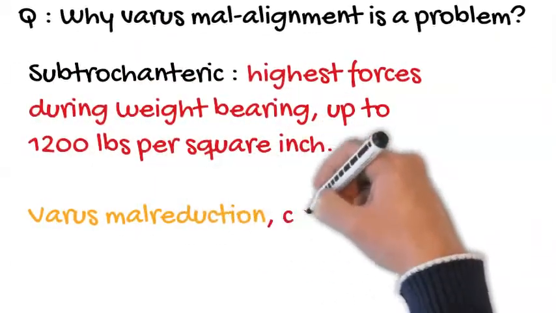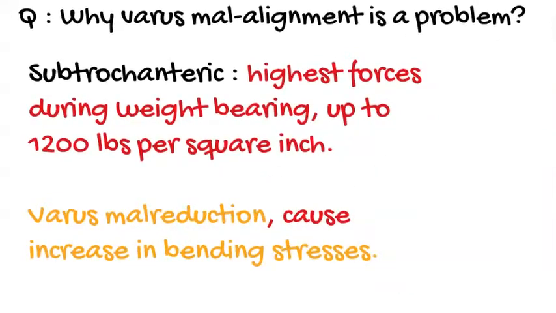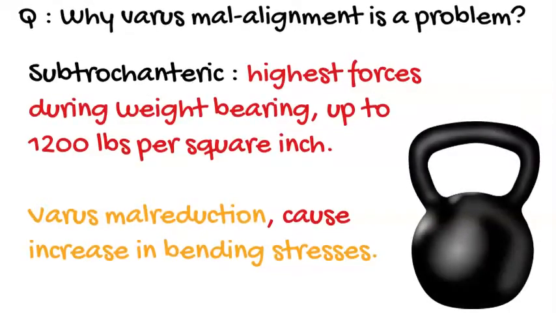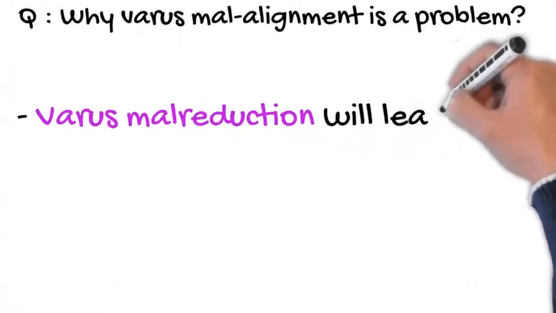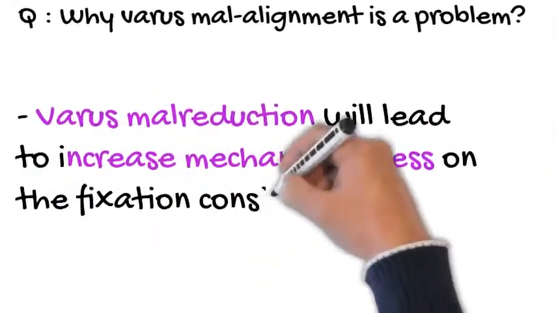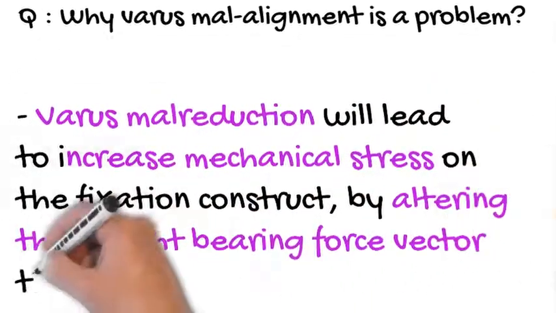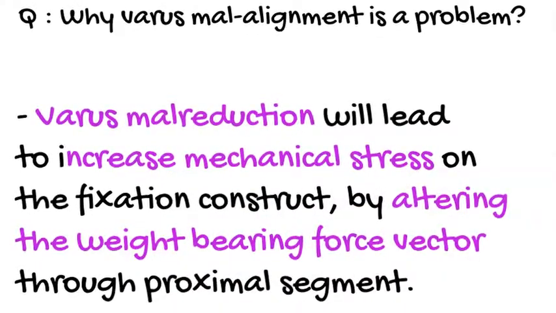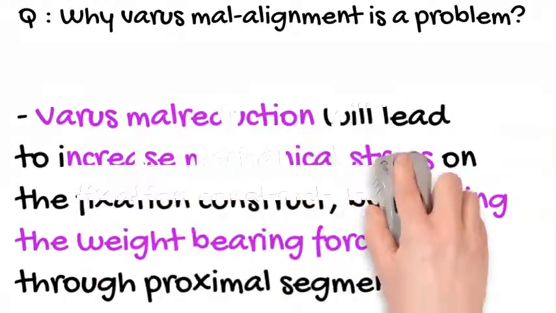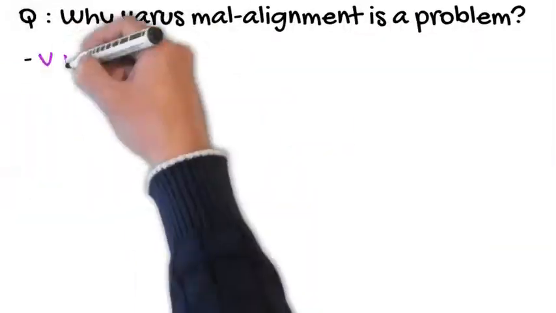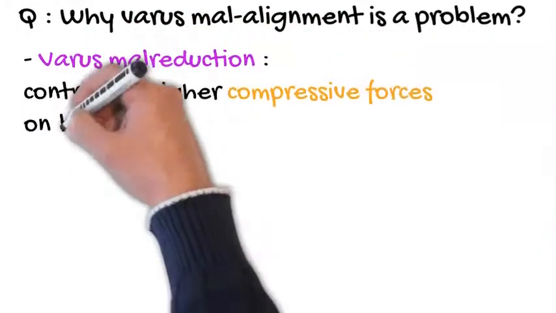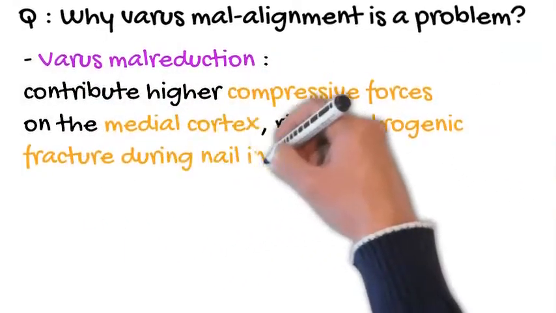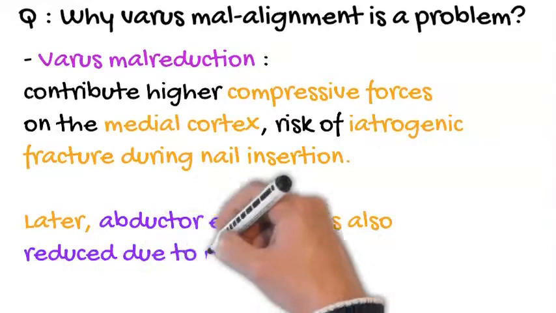Subtrochanteric region experiences the highest value of forces during weight bearing, up to 1200 lbs per square inch. Varus malreduction causes an increase in bending stresses. It will lead to an increased mechanical stress on the fixation construct by altering the weight-bearing force vector through the proximal segment. This will contribute to higher compressive forces on the medial cortex that may lead to iatrogenic fracture during nail insertion.